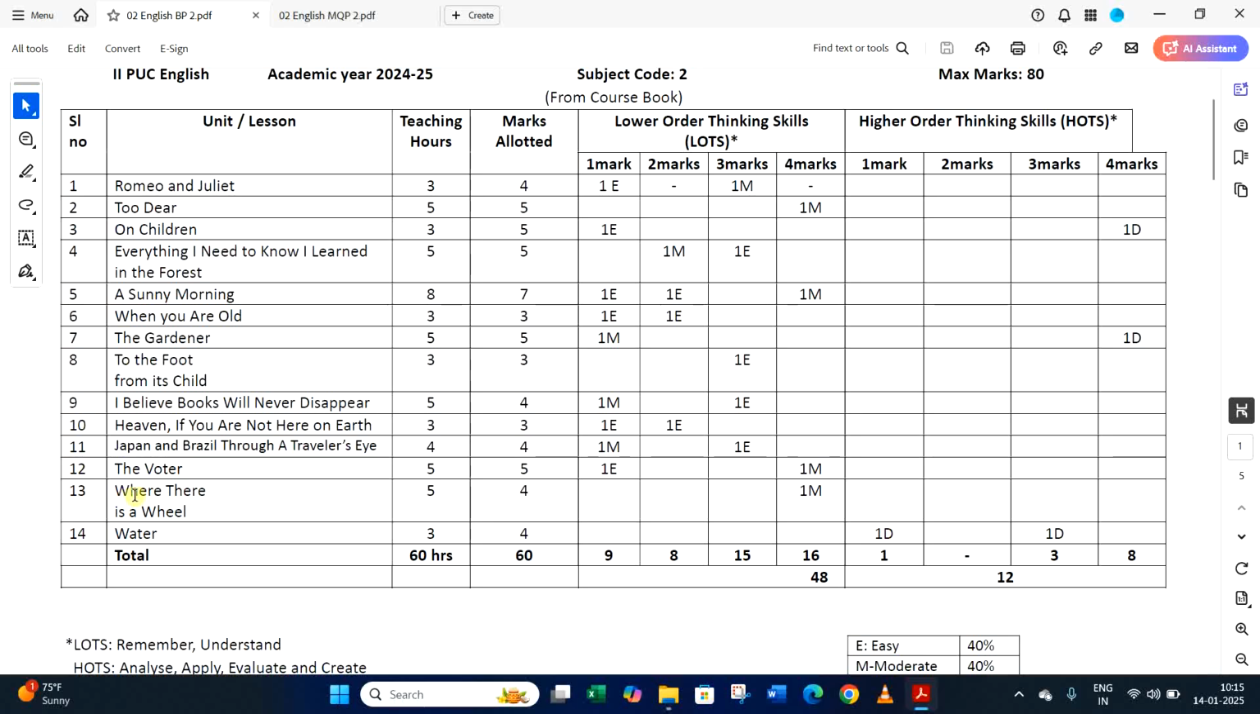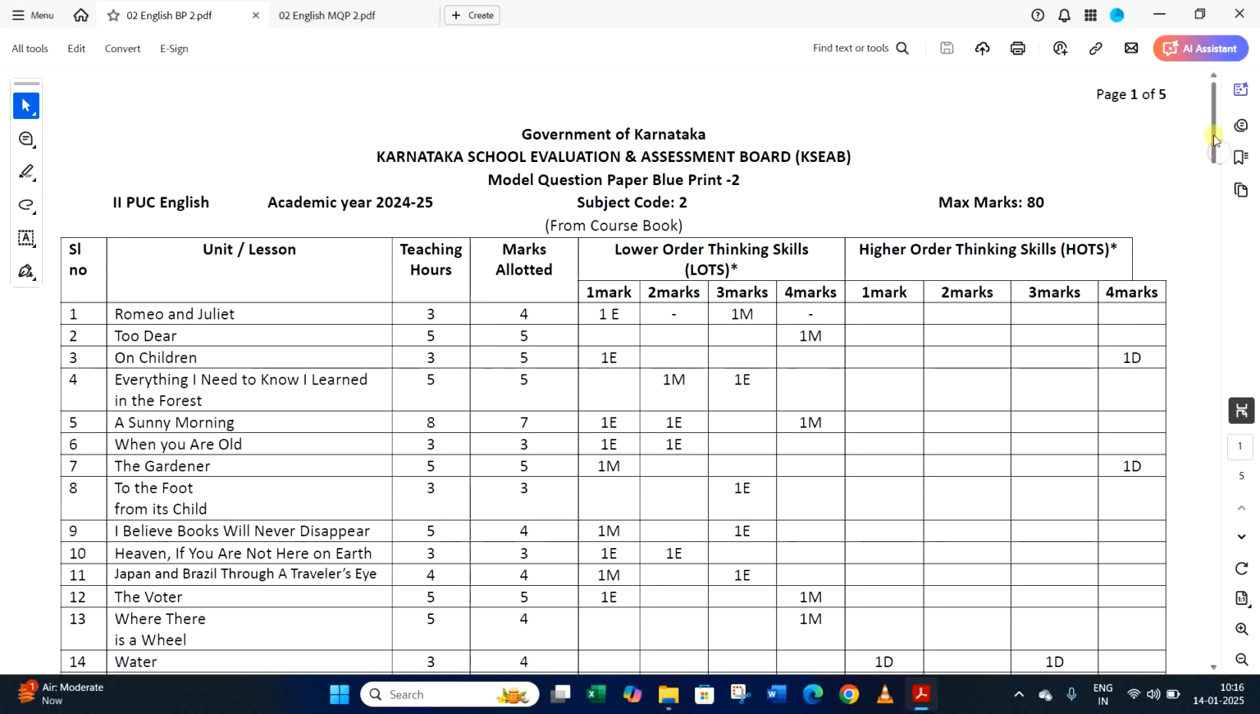Then lesson number 13 you can find here, that is Where There Is a Will, and 4 marks are allotted, that is 4 mark 1 question. Then Water, it's the last poem which is given 4 marks, and that is 1 mark question and then 3 mark question you can find over here. It is in higher order. So my dear students, this is all about the marks allocation of each lesson. This is all about textual context, textual information we can find over here, my dear students.